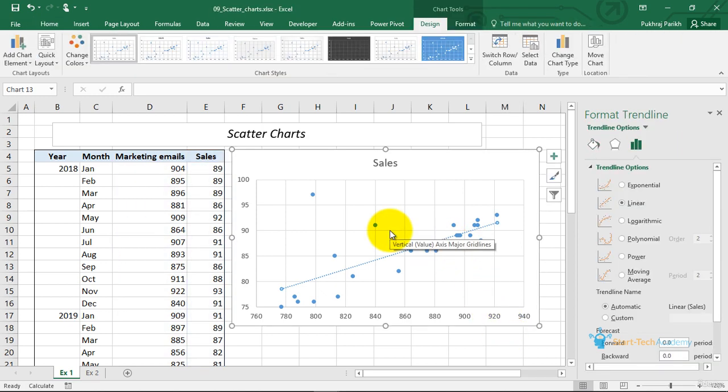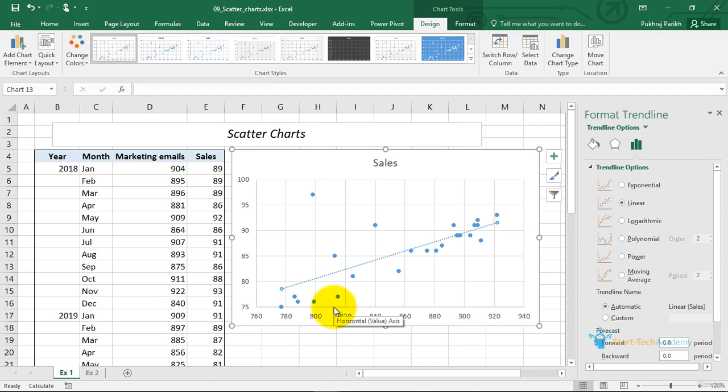When I select this linear trend line, Excel draws the line such that it minimizes the difference between each data point and the corresponding value on the trend line. Overall, this trend line is suggesting that there is a positive relationship between sales and the marketing emails.